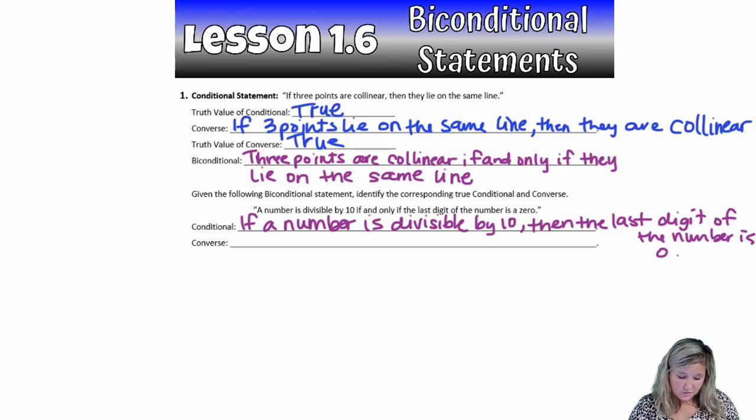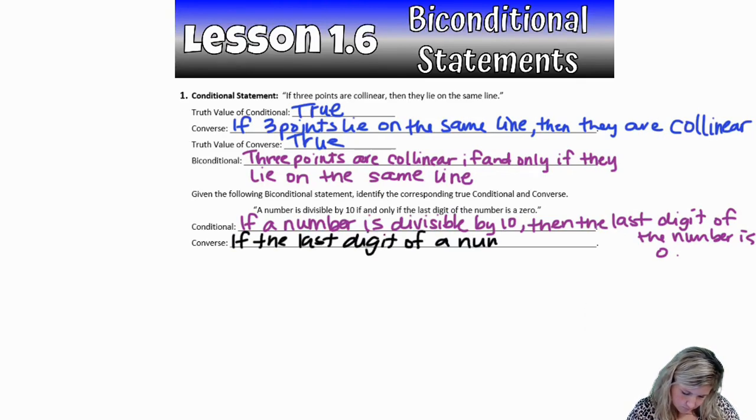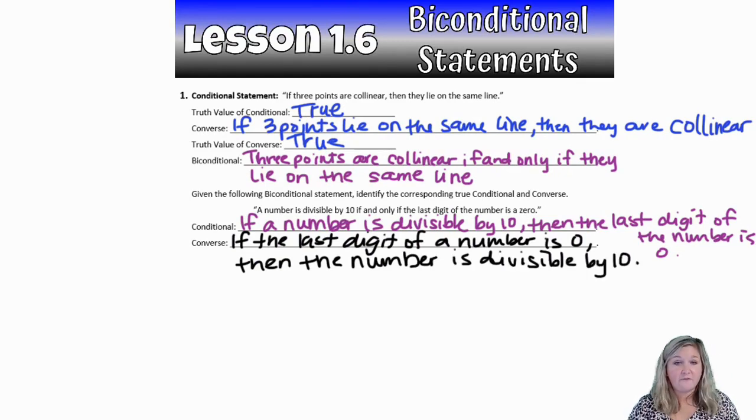Okay, and so then the converse to that is going to be if the last digit of a number is 0, then the number is divisible by 10. So the first part, the conditional statement, if a number is divisible by 10, then the last digit of the number is 0, is true. And then if the last digit of a number is 0, then the number is divisible by 10 is also true. So remember, if it's false, we need to be able to come up with some sort of counterexample. So that is true.